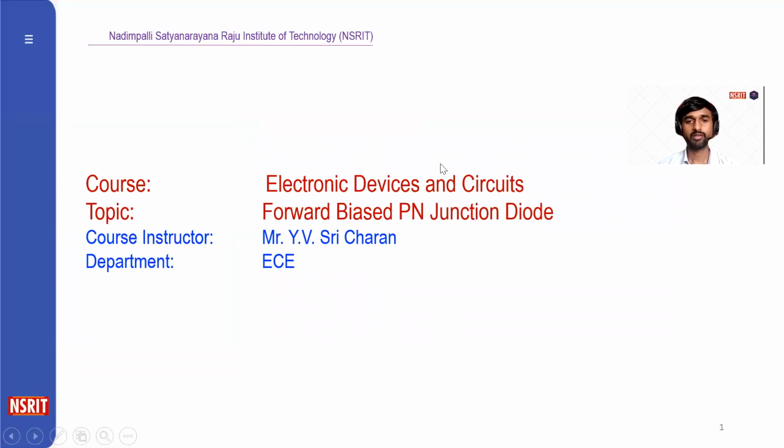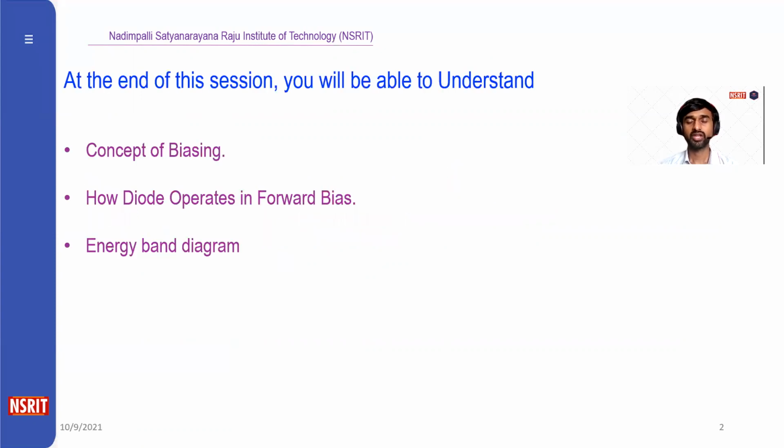Good morning, class. In this session, we'll be discussing the forward biased operation of a PN junction diode. Before directly jumping on to the forward bias operation, I would like to give you a brief overview on the structure of a diode and then define what is biasing and the different types of biasing. So by the end of the session, you'll be able to understand the concept of biasing and how a diode operates in the forward bias region and its energy band diagram.